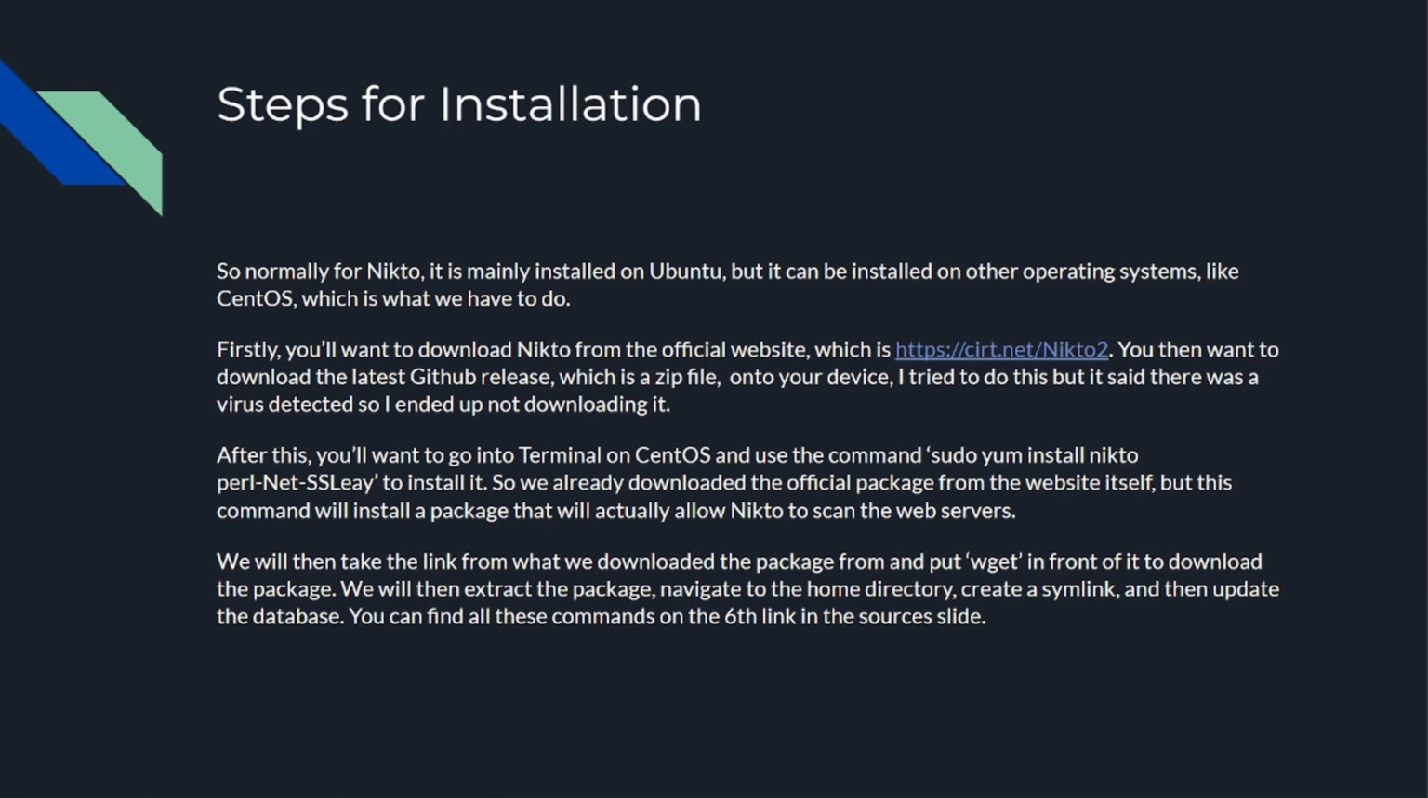And then we will take the link from where we downloaded the package and put wget in front of it in terminal to download the package. Like I said, I tried doing this, it didn't work out the best for me. But then we will extract that package, navigate to the home directory, create a symlink, and then update the database. I didn't include them all on this slide, but you can find them on the 6th link in the sources slide.